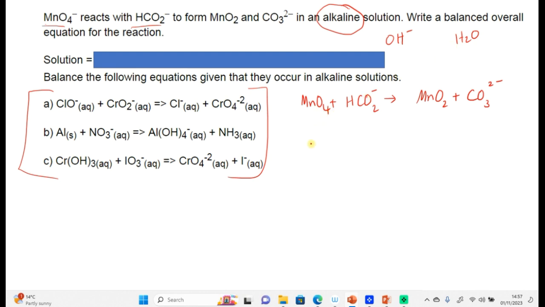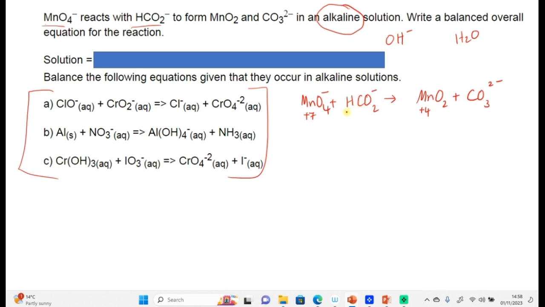Okay, so if you look through this, you can just assign the oxidation numbers first. So here is MnO4 minus, so plus 7 here, and that goes to plus 4. The carbon here is the one thing to look out for. So that's the one thing that looks like it's changing oxidation state, because hydrogen and oxygen have fixed oxidation states in this compound, right? In this ion. So let's go for carbon.